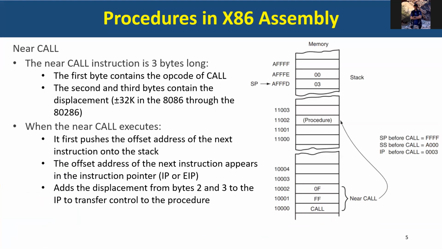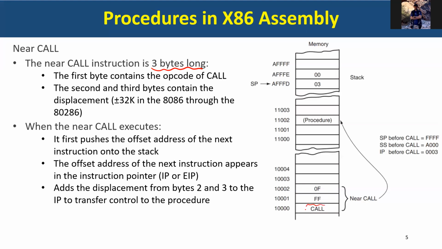Let's talk in detail here about the near call. The near call instruction is basically 3 bytes long, okay? Of course, when you call a procedure, you call it inside the main code. When we say 3 bytes long, that means this instruction, call some label, call this procedure, is stored with the main program itself. It's one line from the main program itself, and it takes 3 bytes.